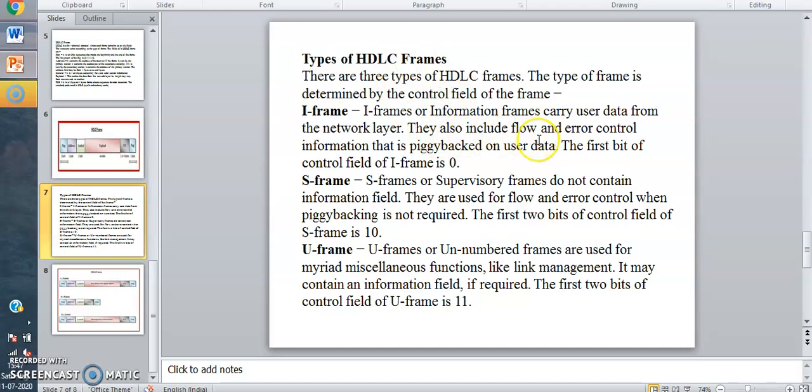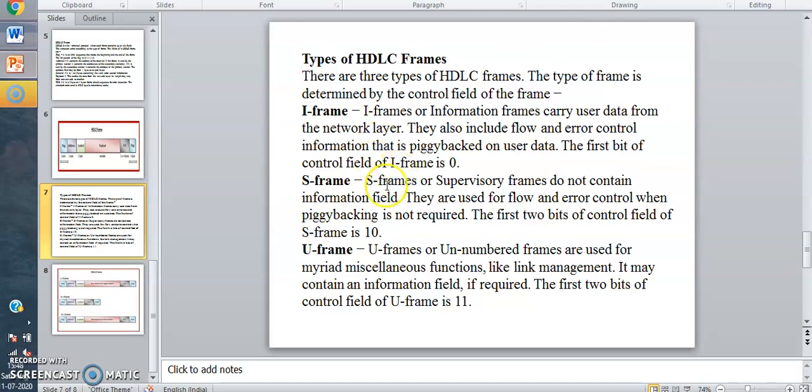They also include flow and error control information that is piggybacked on user data. The first bit of the control field of an I-frame is 0. I-frames can be used to piggyback acknowledgement information relating to the flow of I-frames in the reverse direction when the link is being operated in ABM, meaning asynchronous balanced mode. These carry the actual information or data and are normally referred to simply as I-frames.